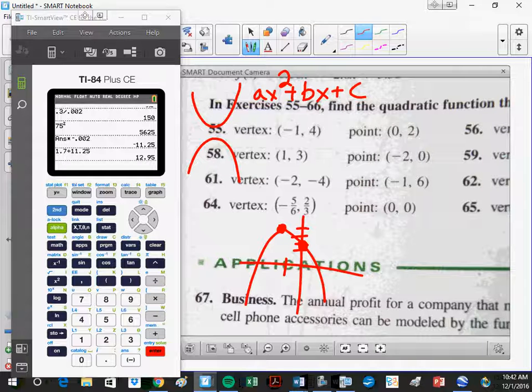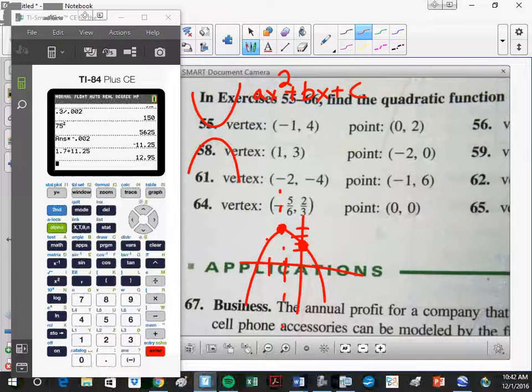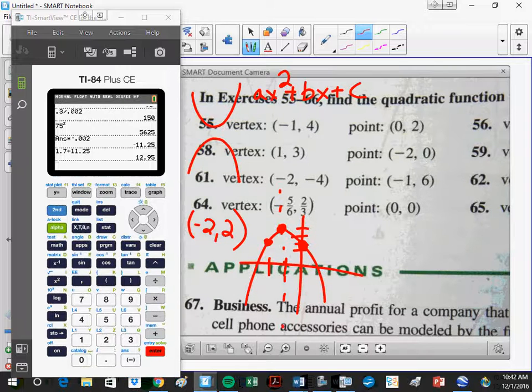And because parabolas are symmetric, I know, so at negative 2, 2, that's also one of the points. So I know 3 points. I know the vertex and 2 others.